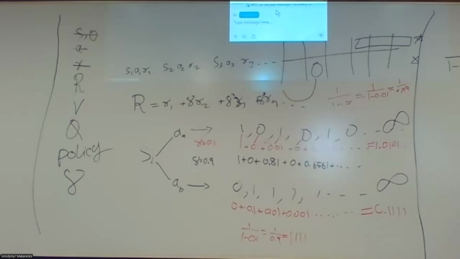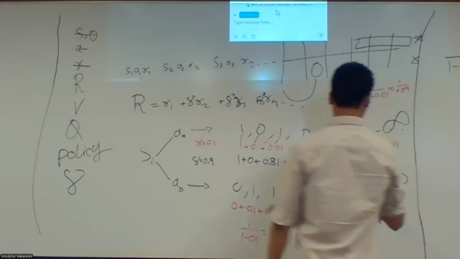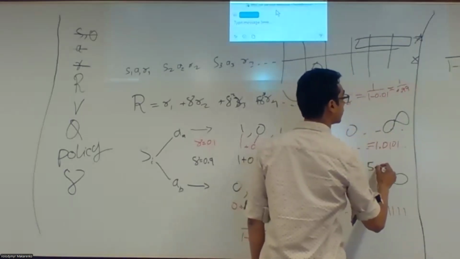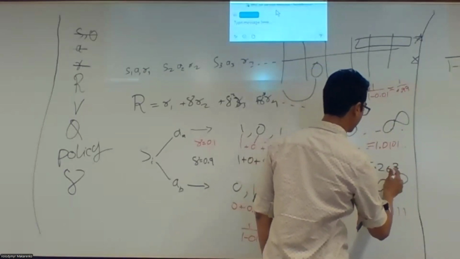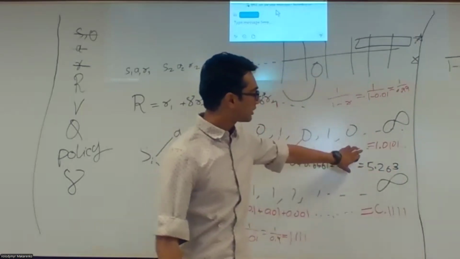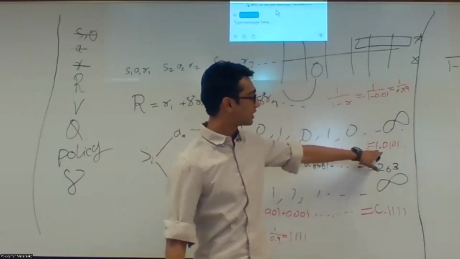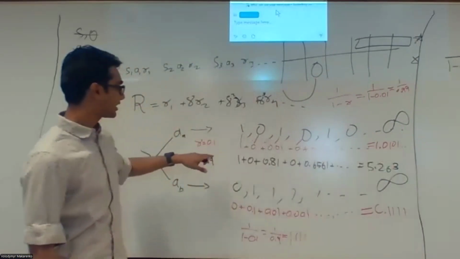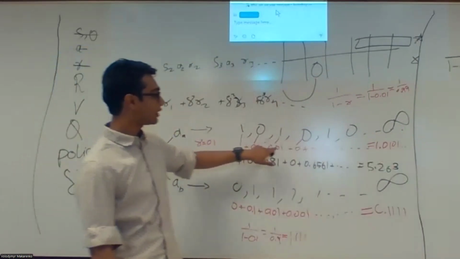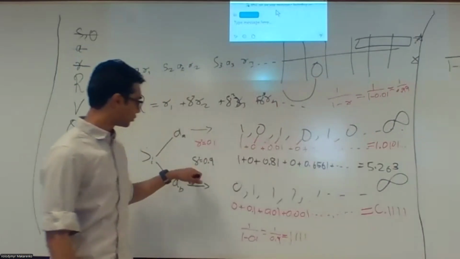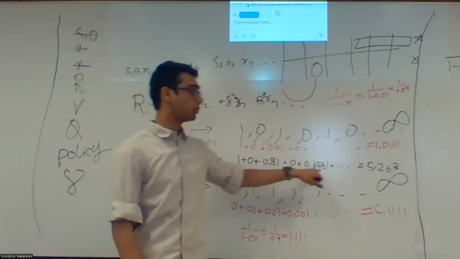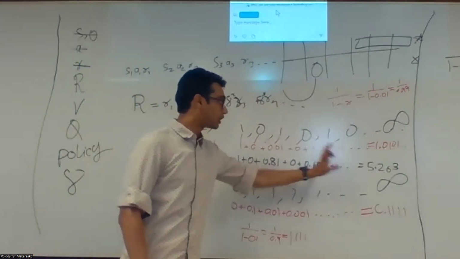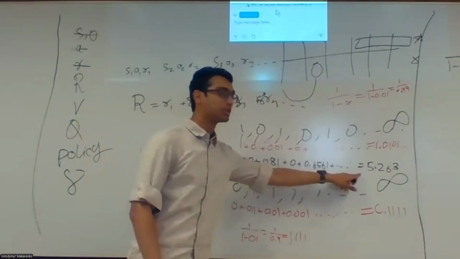Big number. Yeah, that makes sense. 5.263. So this sums up to 5.263. Something to note: 5.263 is bigger than 1.001, which makes sense because initially we were giving very little value to the future rewards. With gamma of 0.9, we are giving much more value to the future rewards. So there is a much heavier contribution, and so the value is much higher.